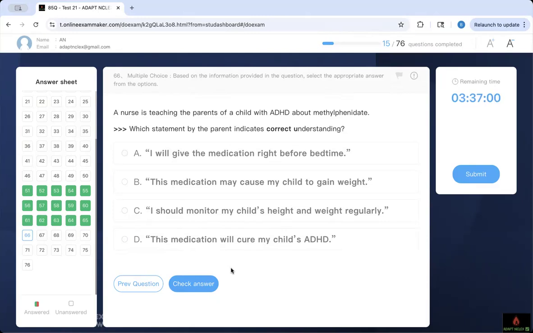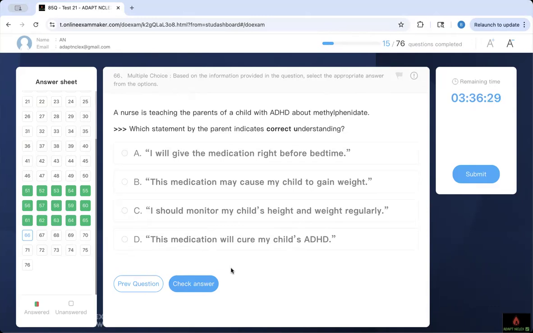I will give the medication right before bedtime. Should you give it in the evening? It's a stimulant. The medication may cause my child to gain weight. It's a stimulant. Do you think they're going to gain weight? I should monitor my child's height and weight regularly. Do you think you should do that? This medication will cure my child's ADHD. Do you think that's the reason why we're giving the medication? I can tell you, if you stop the video and pick your answer, I will show you how to approach this answer choice.